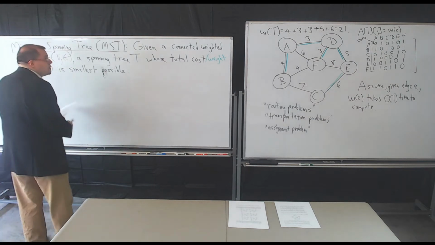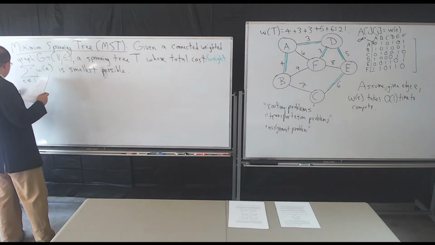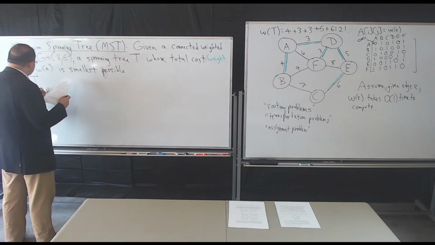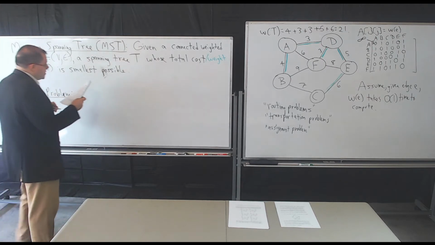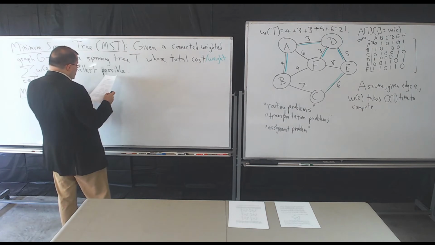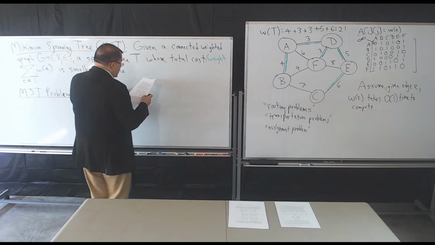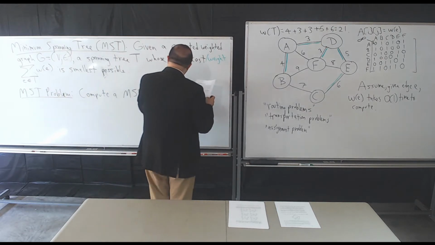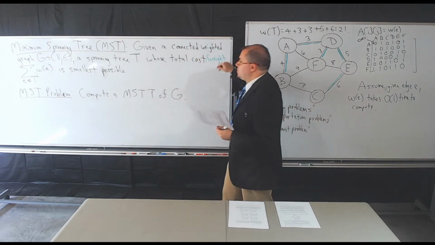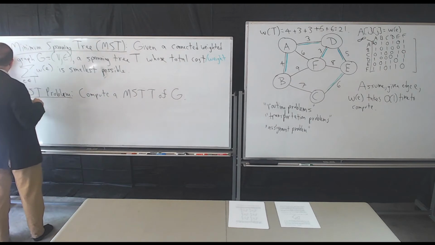So what is the minimum spanning tree problem then? This is the problem we're going to study. So the MST problem is as follows. We're just going to compute an MST T of G, assuming that I'm given such a graph. So remember, these are undirected graphs that we're talking about. So I'll just explicitly put it here, undirected.